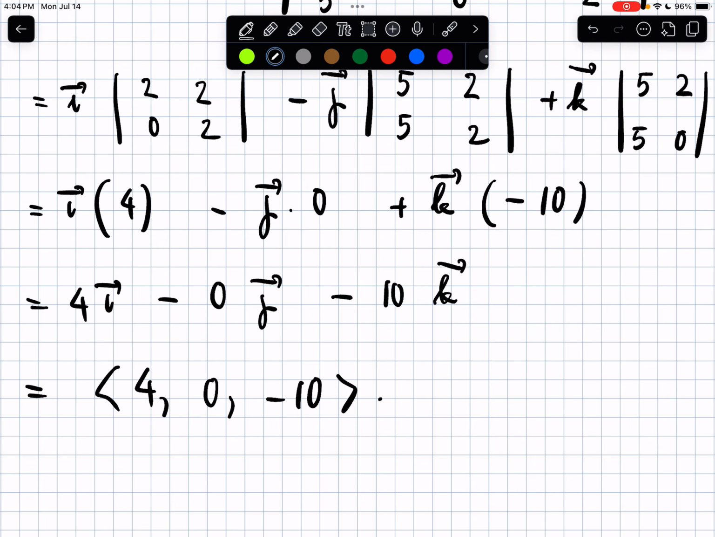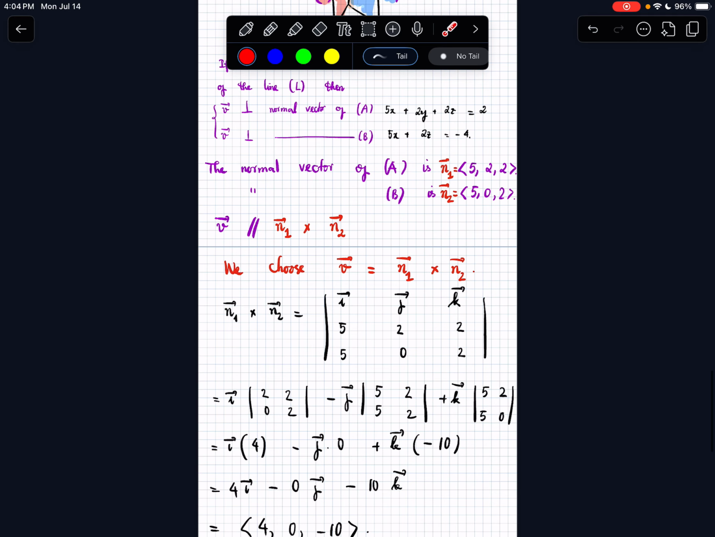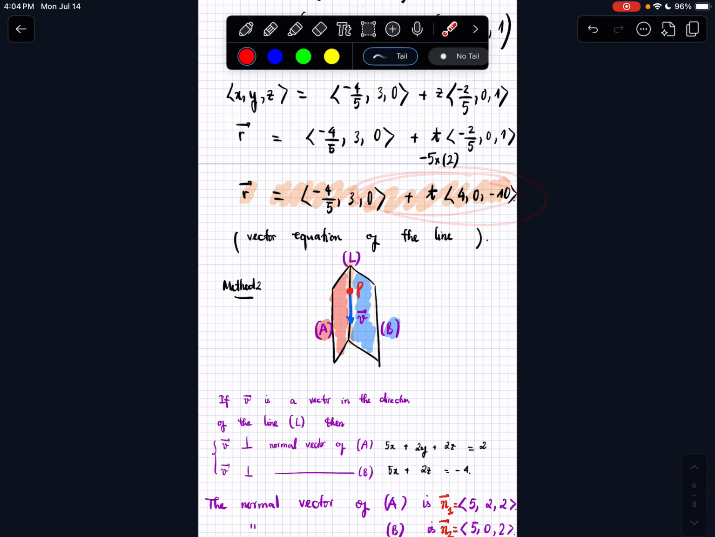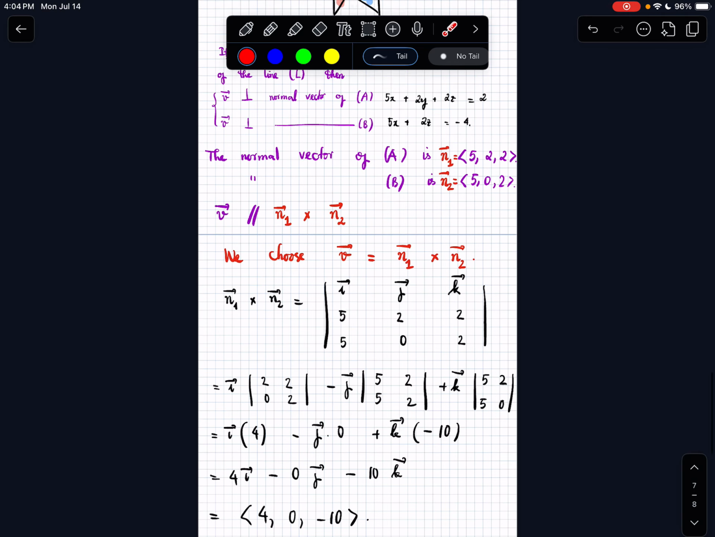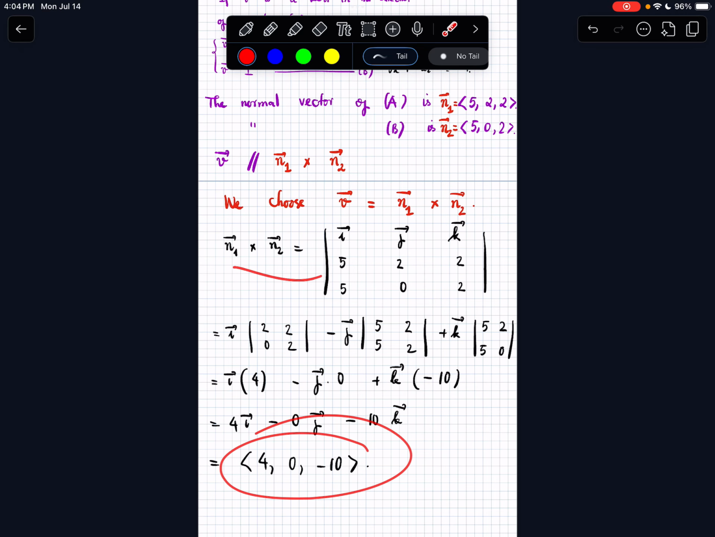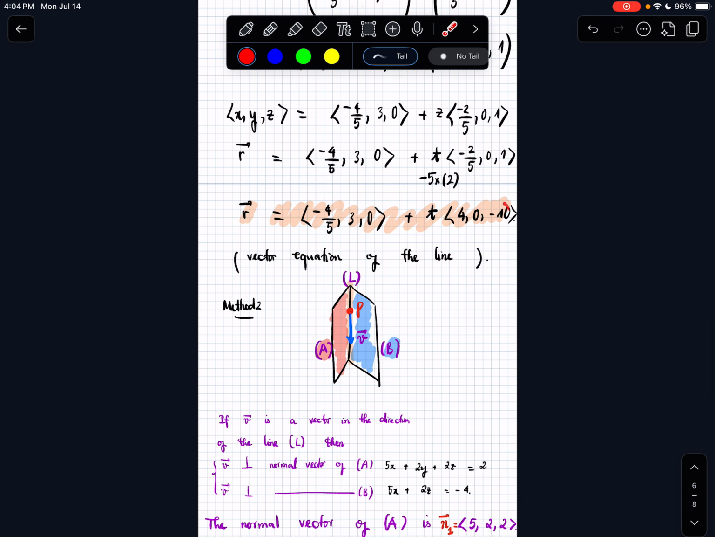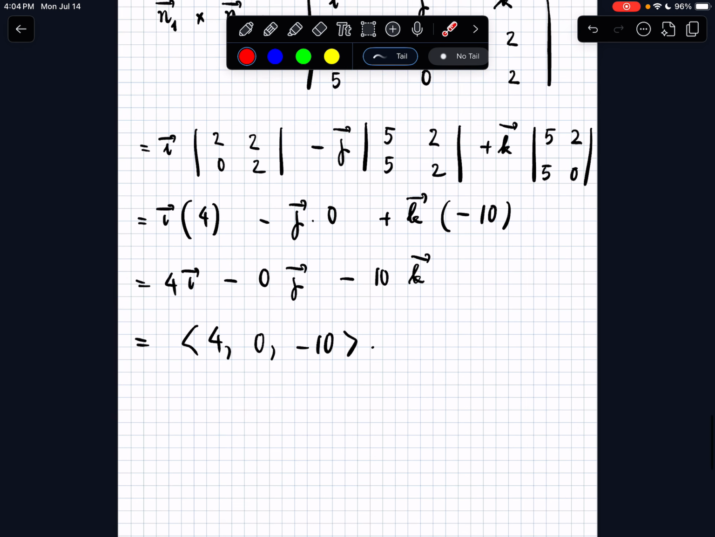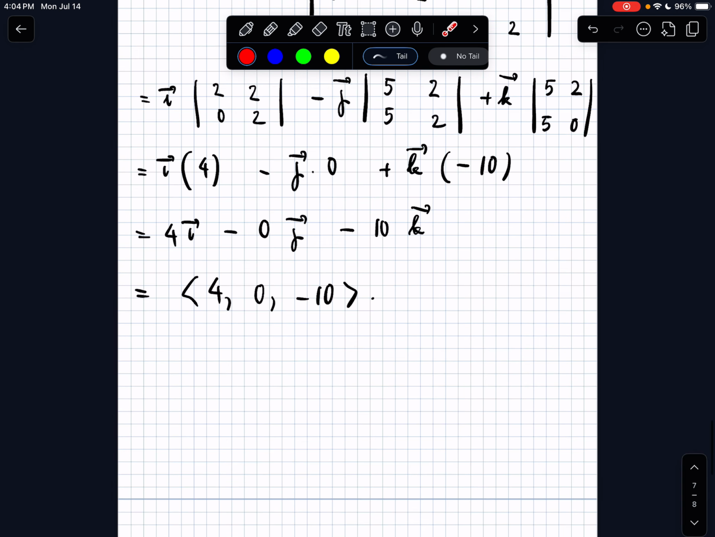Actually it's the exact same as we did before. We try to get a nice formula for that. We can think of these vectors, the direction of the line, and actually you can choose this vector or this vector, so it doesn't matter. But in our case, we have this 4, 0, minus 10, and that is the direction of the line.